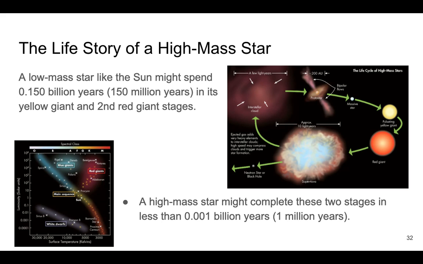For a low mass star, it might spend 150 million years in this yellow giant and second red giant stage. So how long is the high mass star going to be a yellow giant and red giant? For far less time, only about 1 million years. The sun, eventually, when it gets to this point, will spend 150 times as long in these two stages as a high mass star does.